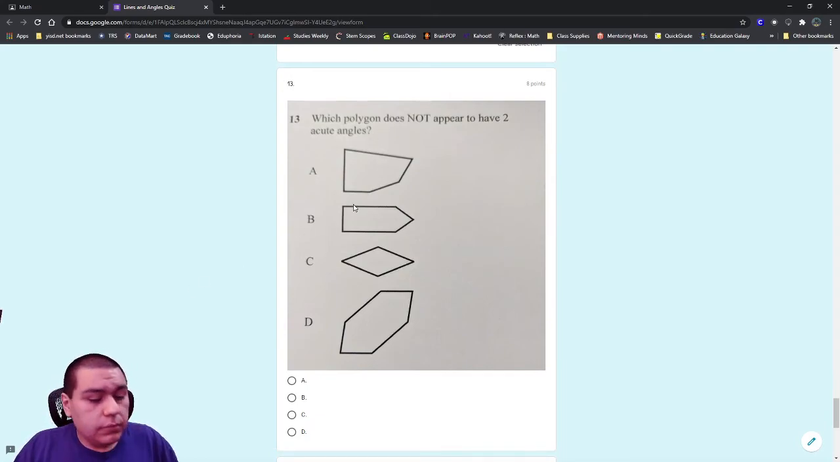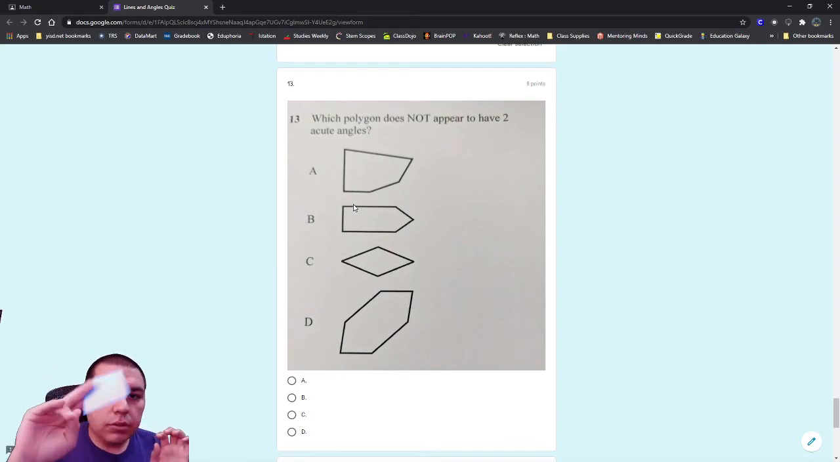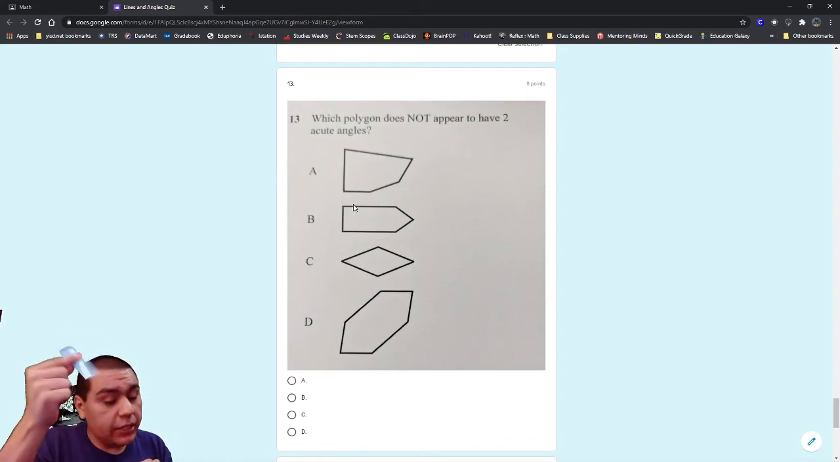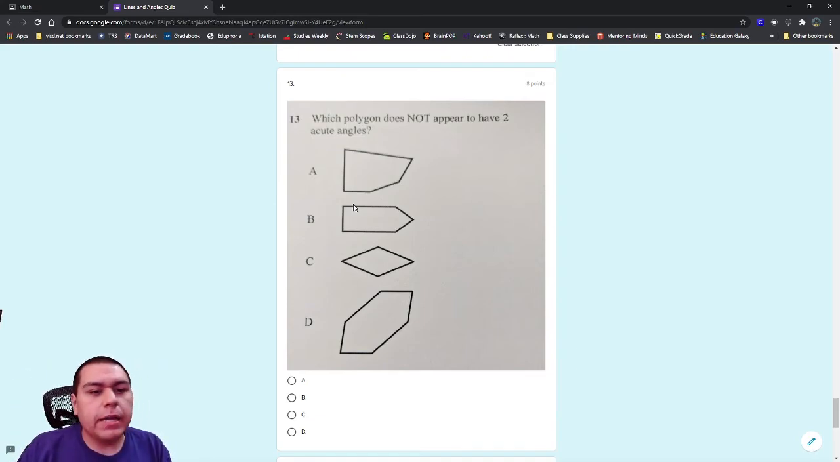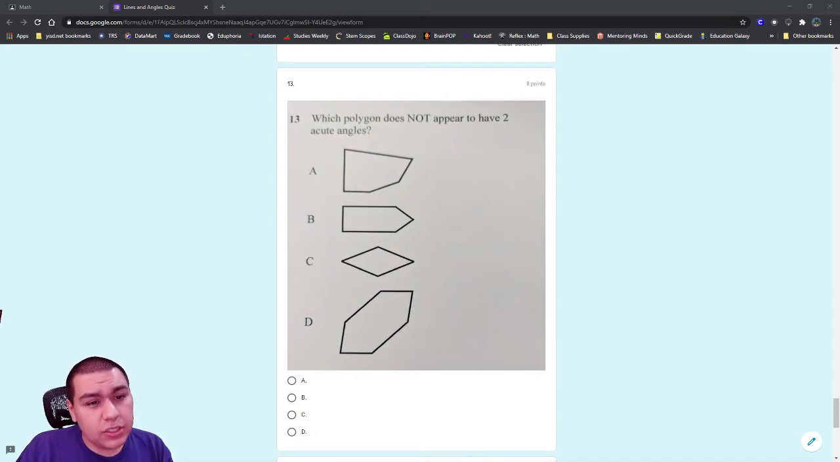Okay, 13. Which polygon does not appear to have two acute angles? This one was all about using my sticky note. If I could use my sticky note, I can find my answer. It says that they want something that does not have two acute angles. So if I see two acute angles, I know that's not my answer. I want to pick something else. That's all they wanted me to look for.